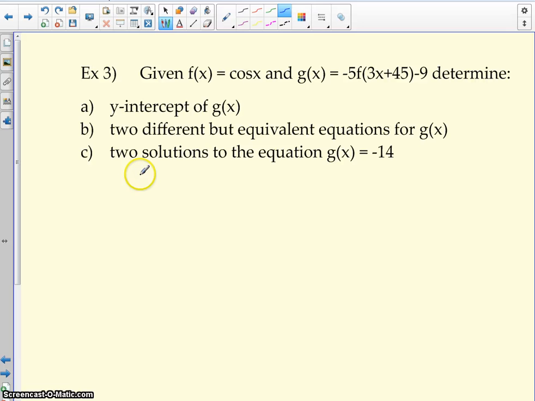Okay, so now changing gears a little bit. I'm going to give you f of x equals cosine x, and g of x is a transformed version of that according to that equation right there. So before I even think about what to do with this, I don't like having the equation in terms of f. I want to create it in terms of my actual function, which is cosine.